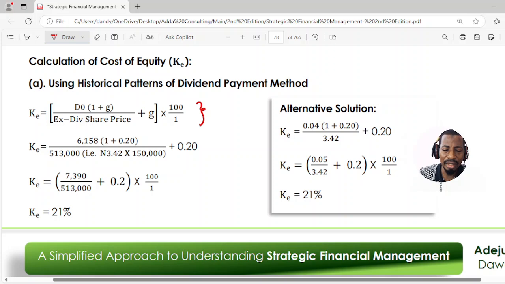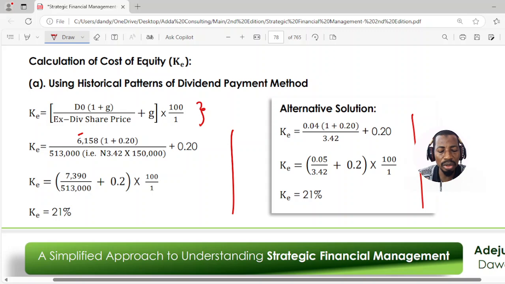Therefore, on this side, I want to use the absolute number, and on this side, I also use the par value. I will still get the same thing. If I want to use the absolute number, meaning the total amount, I use the total dividend over the total market value of the equity. The total dividend given in the question is 6,158 naira.